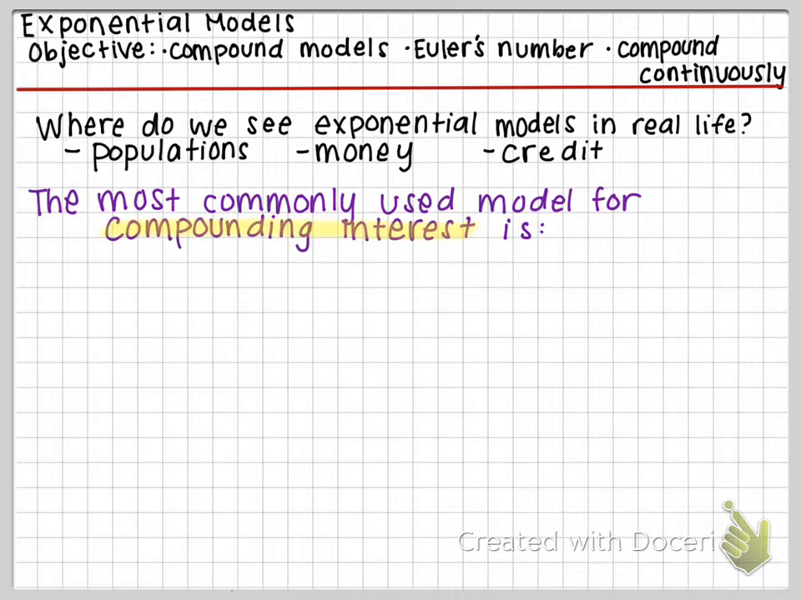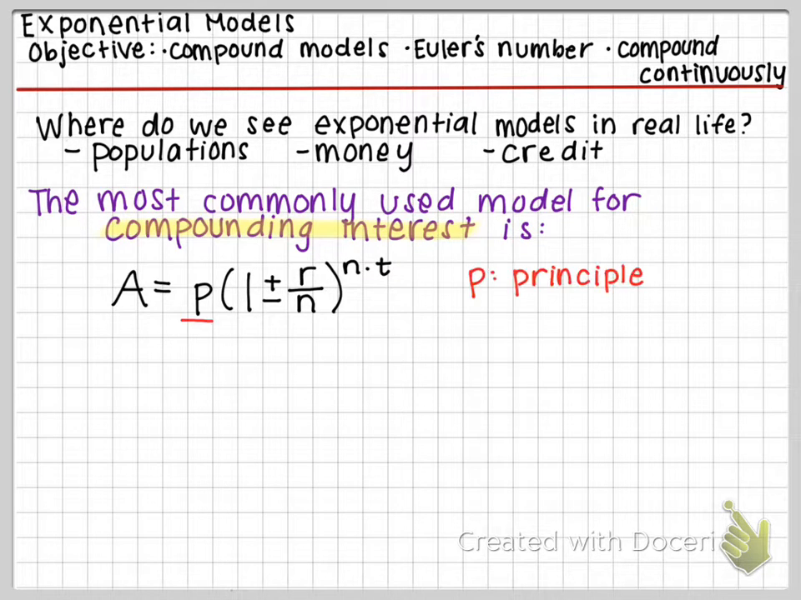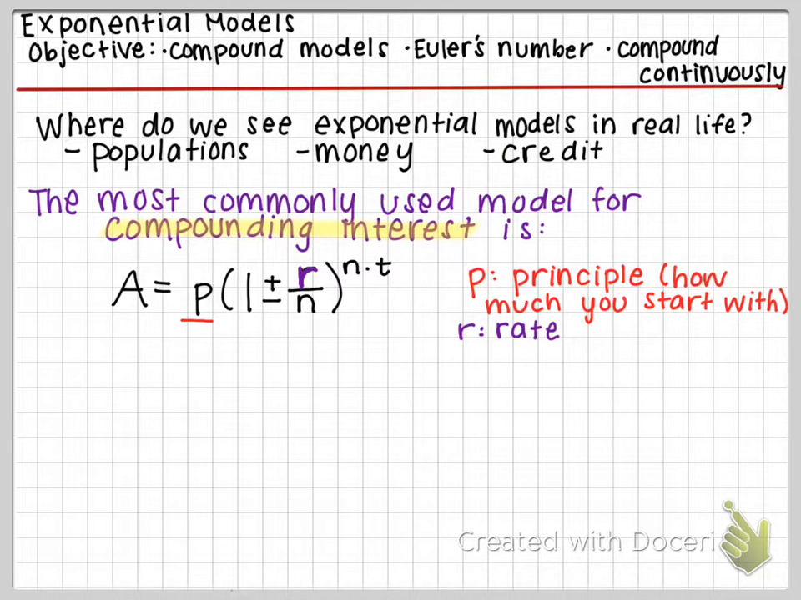Okay, the most commonly used model for compounding interest is this formula. So let's talk about each piece of this so we can understand exactly what this means. First of all, this P is the principal, which just means how much money you start with. Your R is your rate, and it's always written as a percent in the word problem, but you have to make sure you turn it into a decimal. Never put it as a percent in this formula. You have to change it into a decimal.